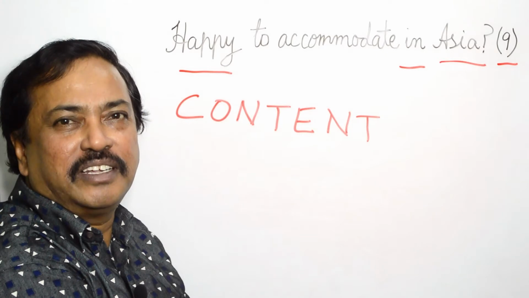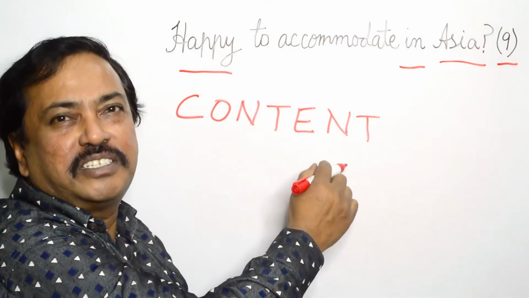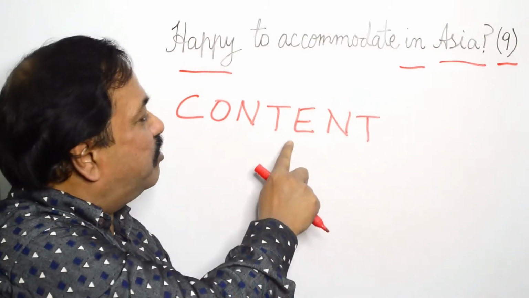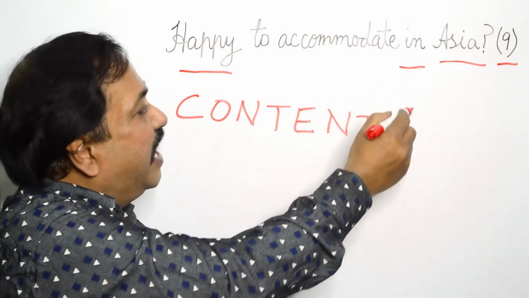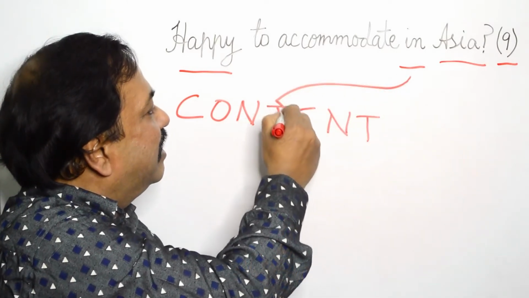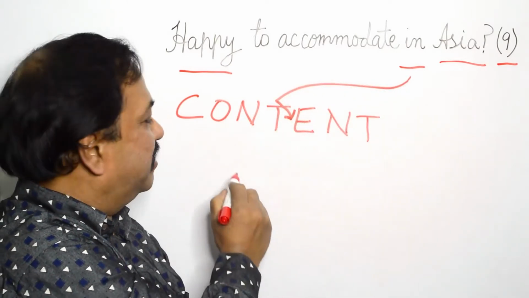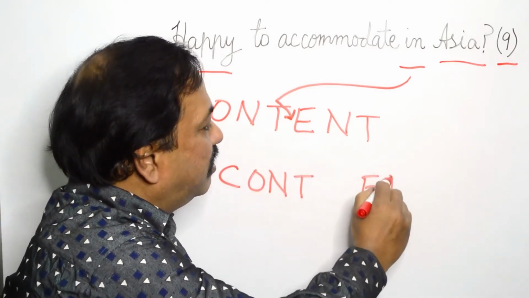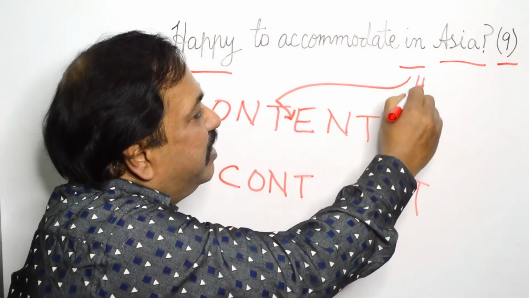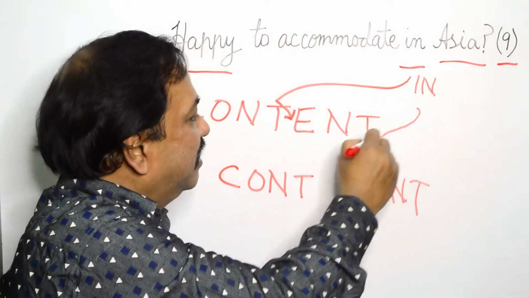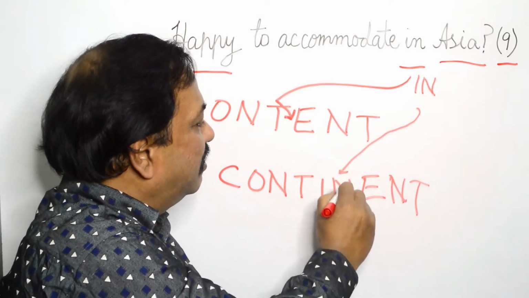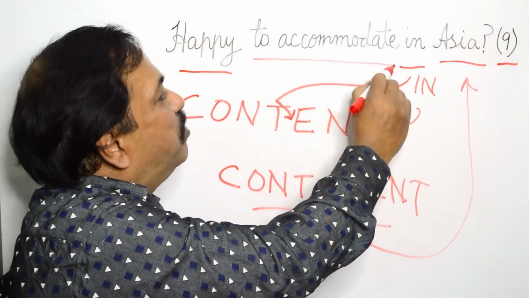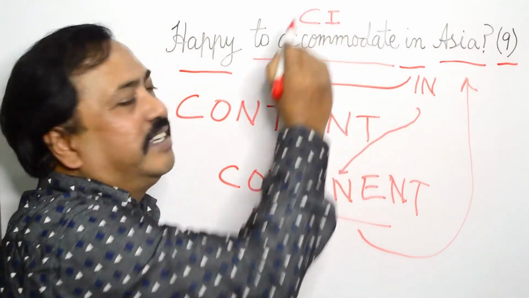Now, we are coming to the fact that our assumption is coming true. We are lacking only a 2-letter word, and that is in. And in can be accommodated here, inside content. Content, and this in remains as it is, coming inside here. And continent is Asia. And to accommodate is the container indicator.